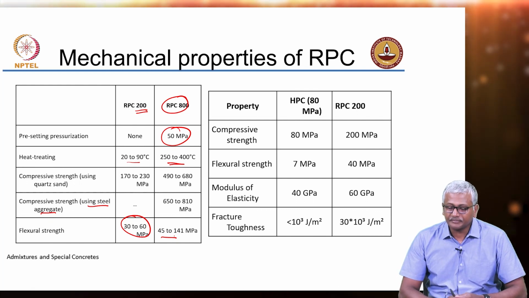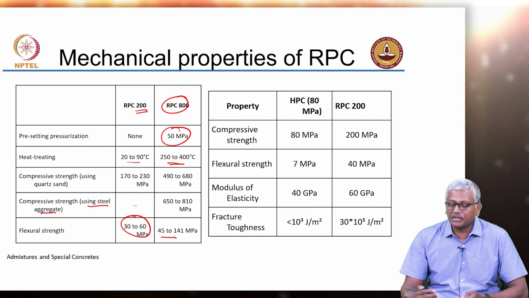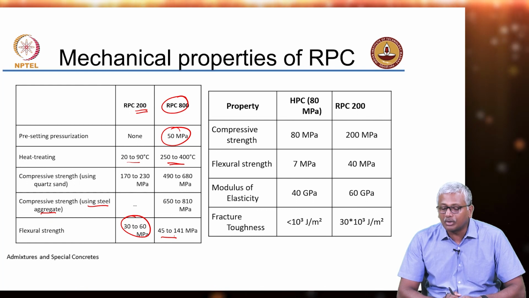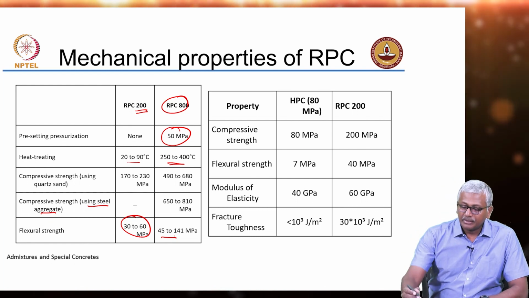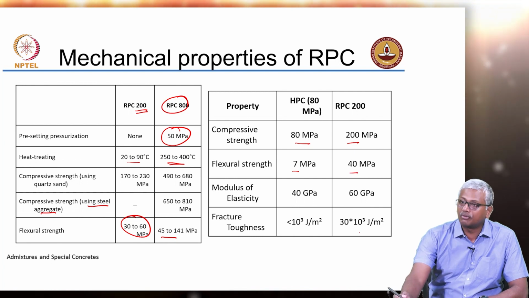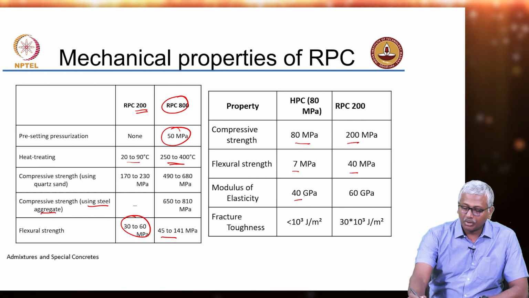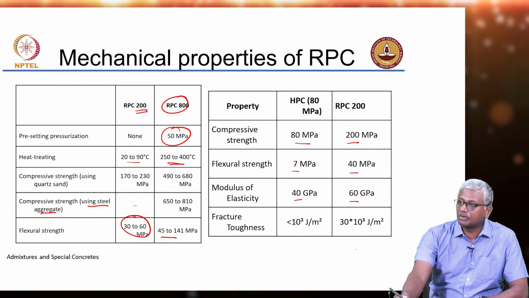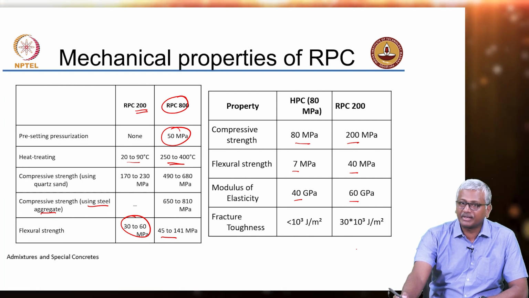Right. So just a comparison of properties of high performance concrete or high strength concrete and RPC. Compressive strength 80 to 200, flexural strength 7 to 40, okay. Modulus 40, 60, so about 1.5 times more.